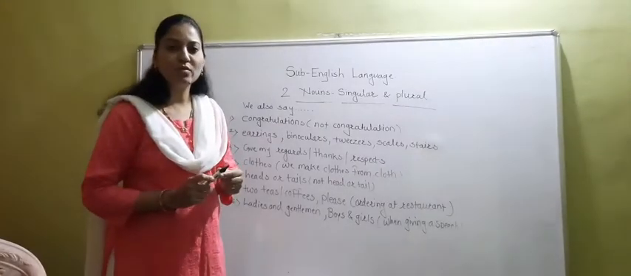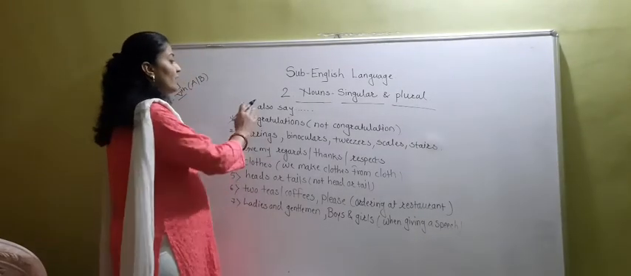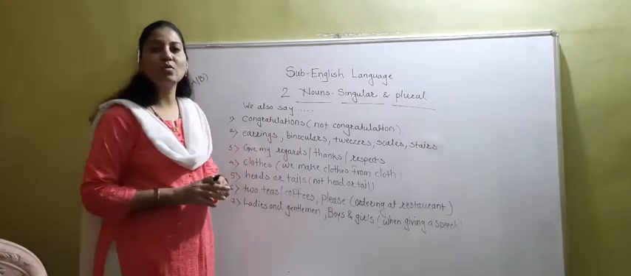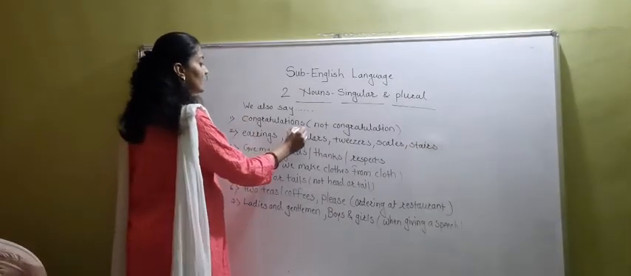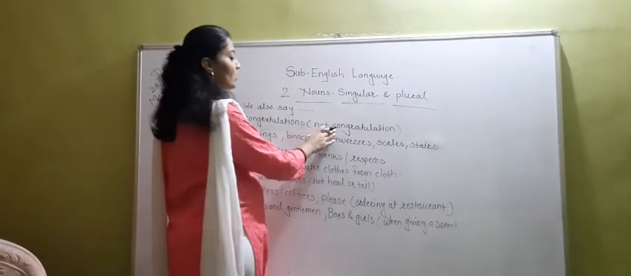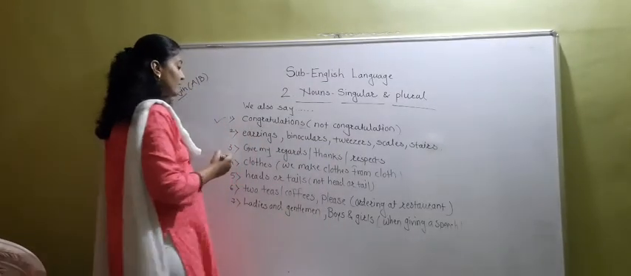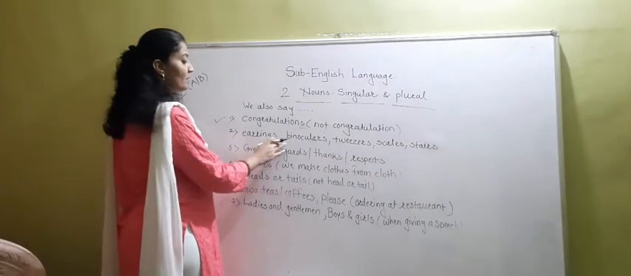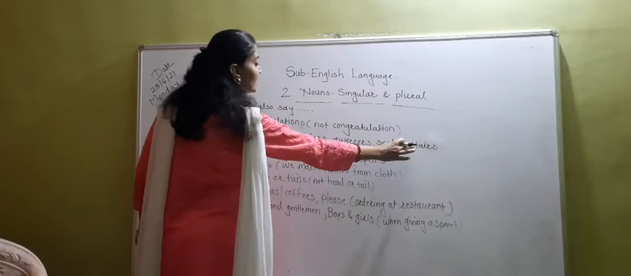Now students, I want to tell you something about plurals. We also say congratulations whenever we want to congratulate someone. At that time we are saying congratulations. We are adding s to this word. Don't say congratulation, this is wrong, and this is correct. Then we are using earrings, binoculars, tweezers, scales and stairs.